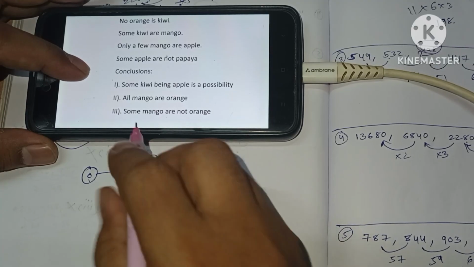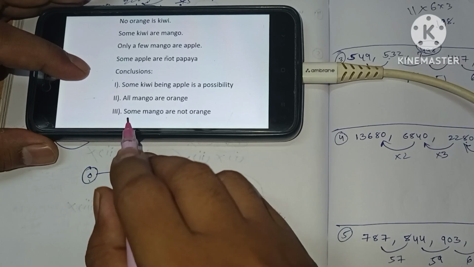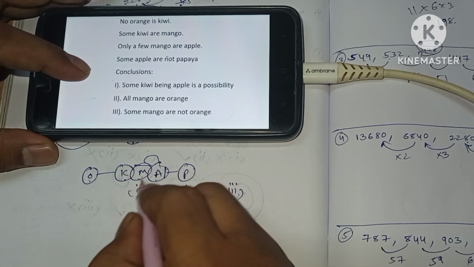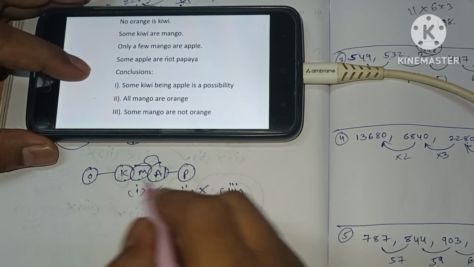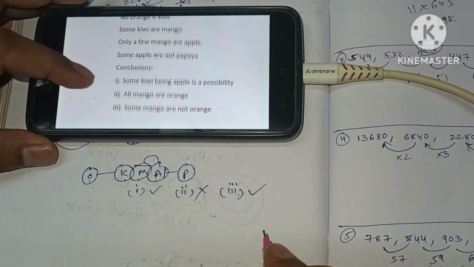Third one, some mango are not oranges. Not, so we check all mangoes can be oranges. All mangoes can be placed inside oranges. It is not possible. All case fails means some not case will be true. Okay, let's see fifth question.